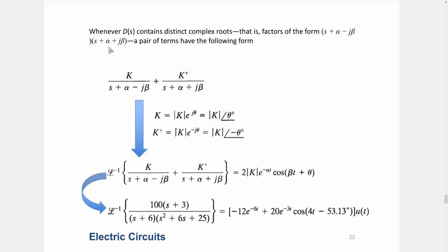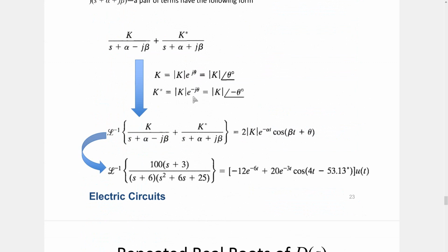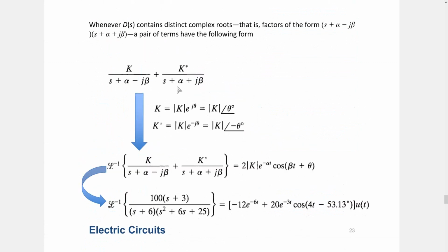If you look at the solution in the previous example, you can see the coefficients are conjugates of each other. This is a very useful thing because we only need to solve half of the coefficients, okay? Once I know K2, I also know K3. I don't need to do the math. That's very useful. So this is what it tells us here. If you have these kinds of pairs, then when you take the inverse Laplace transform, you end up with something like 2 times the absolute value of k, e to the minus alpha t, times cosine of beta t plus some theta. That comes from the phasor angle.